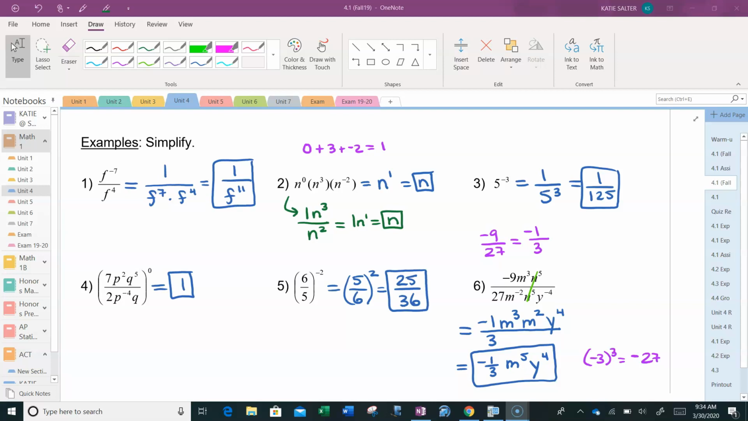5 to the -3. We pick up that 5, base of 5, we move it downstairs. Remember, cross the line, change the sign. That becomes 5 to the +3. And then if you multiply 5 times 5 times 5, that is 125. So that becomes 1 over 125.